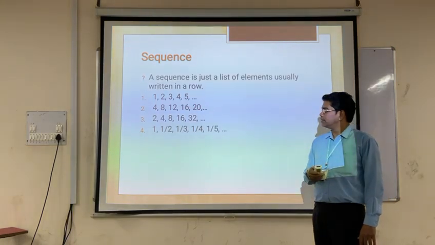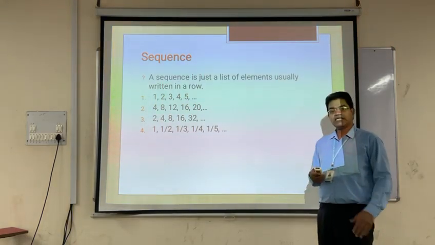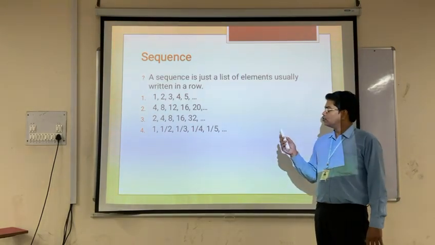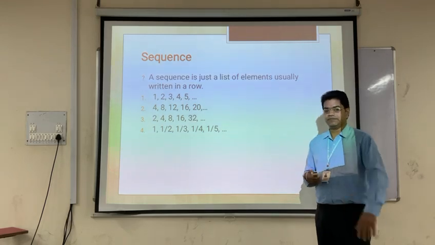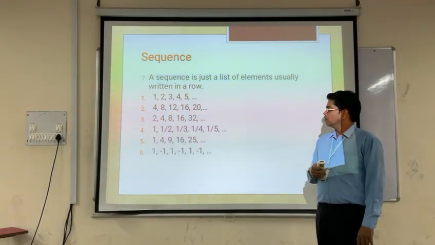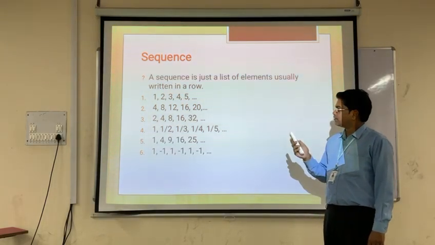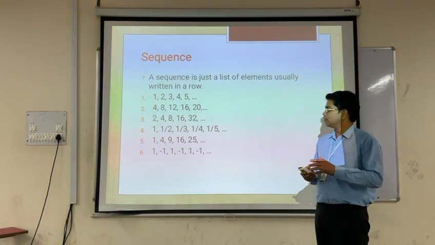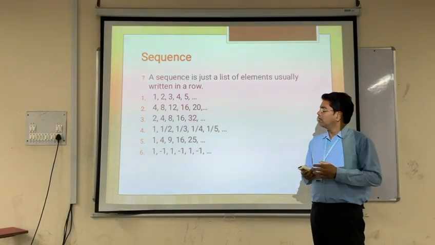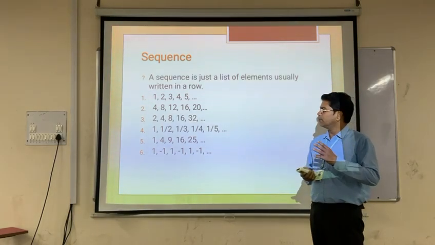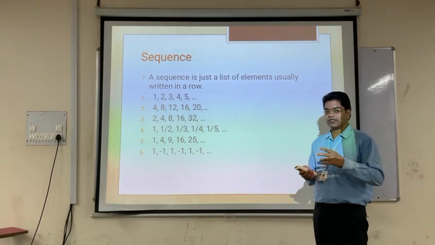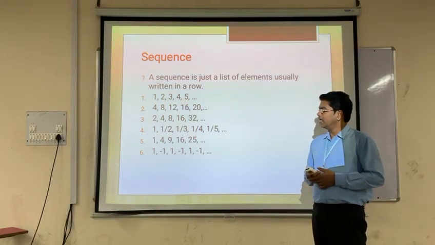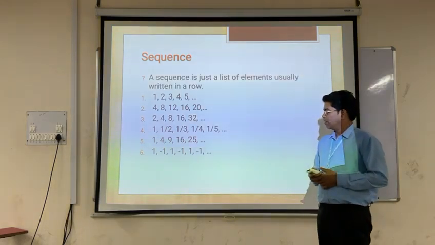These are the examples you see, numbers listed in specific order, separated by commas, and this dot means continuation. So many examples: 1, 2, 3, 4, 5, 6, 7, 8, and so on. 4, 8, 12, 16. See, second example, if you take any two consecutive numbers, there is a difference of 4. Similarly, in third one, we have taken power of 2.